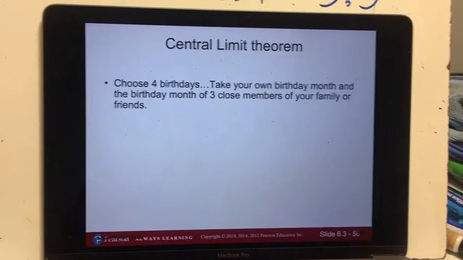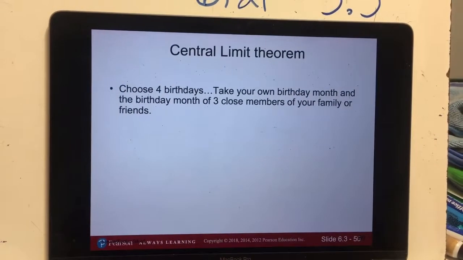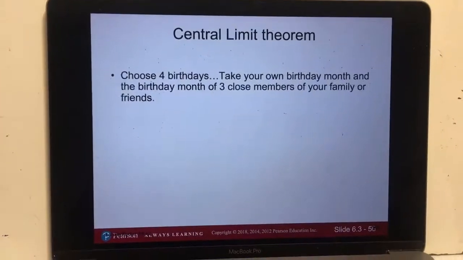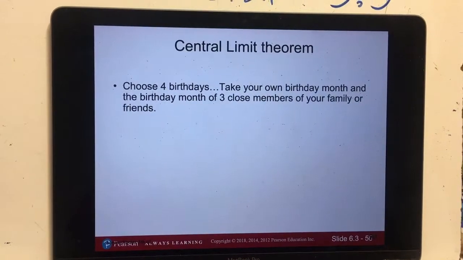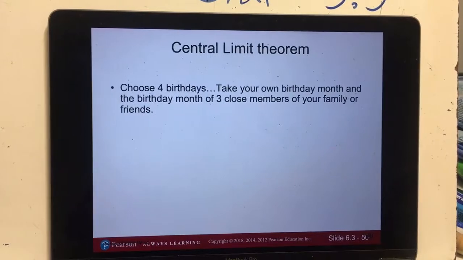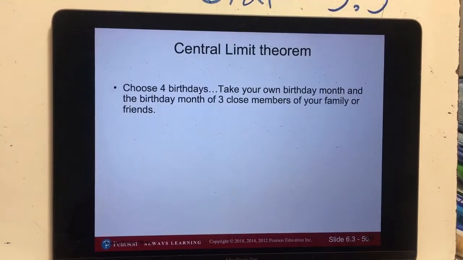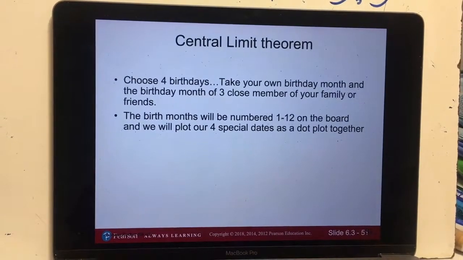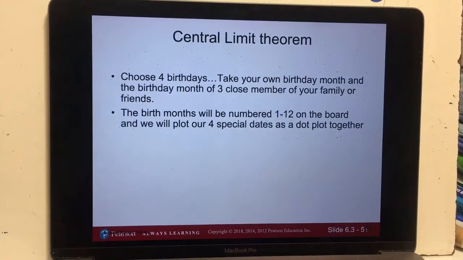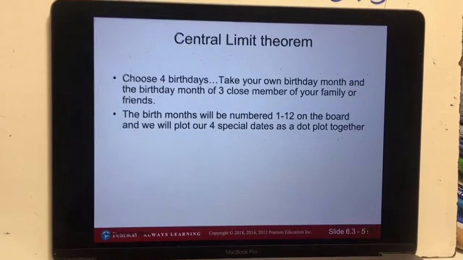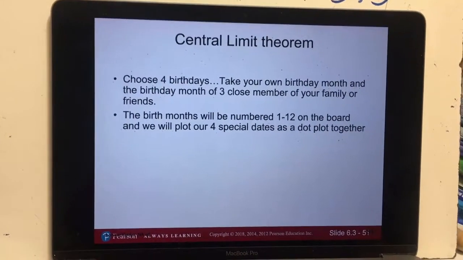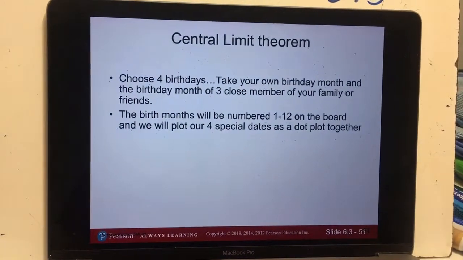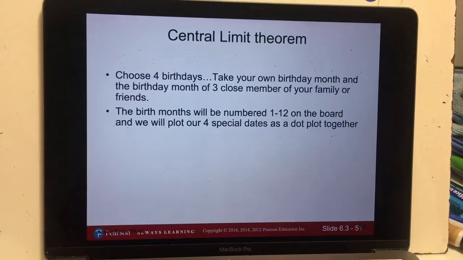Choose 4 birthdays. Take your own birthday month and the birthday month of 3 close members of your family or friends. Now, 4 items like that is not going to be normally distributed at all. Okay, they could be very random. The birth months will be numbered 1 through 12 on the board, and we will plot our special dates on a dot plot together. Now if we get a chance, we'll do this in the classroom, but I'm not going to try to do it on the little slide here.